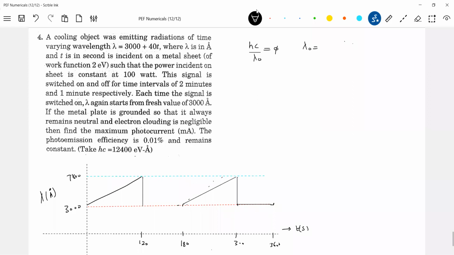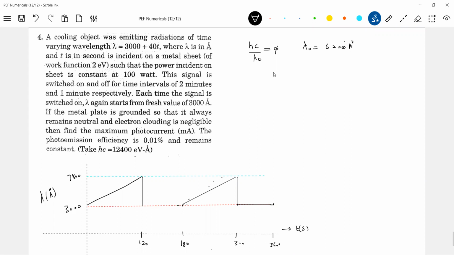Anybody? Cutoff wavelength? 6200 angstroms. 3200 or 6200? 12375 over 2. Okay, this one. Sir, 6200 angstroms. 6200 angstroms. Huh? Okay, we got this one.